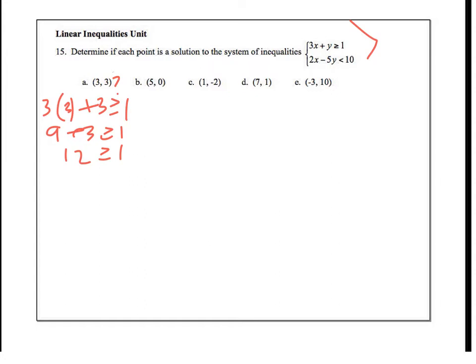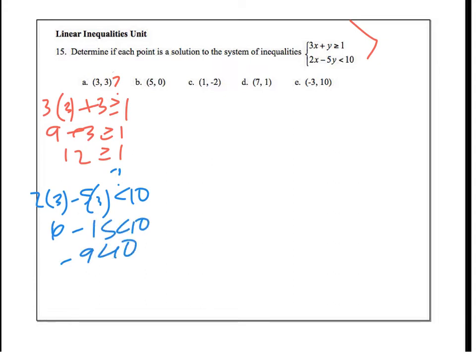Check our next one. We have 2x minus 5y is less than 10. So we have 2 times 3 minus 5 times 3, and is that less than 10? We're checking that. So 6 minus 15 is less than 10. Well, that gives us a negative 9. That is less than 10. So both of them check out. So for this first one here, I would say yes, it is a solution.